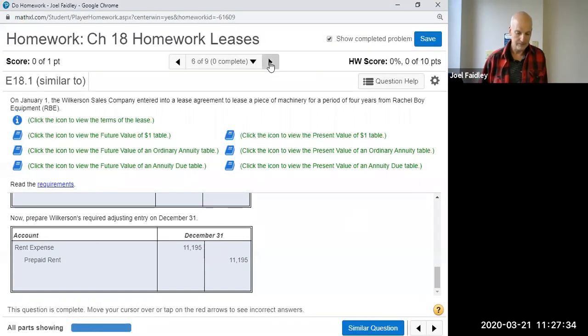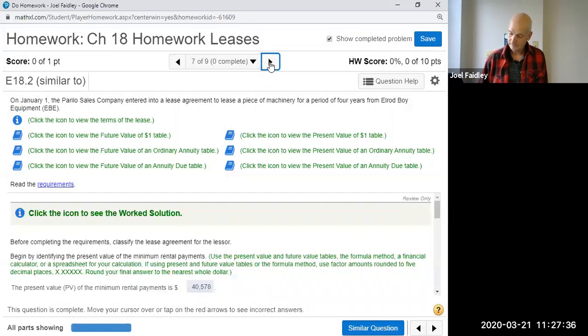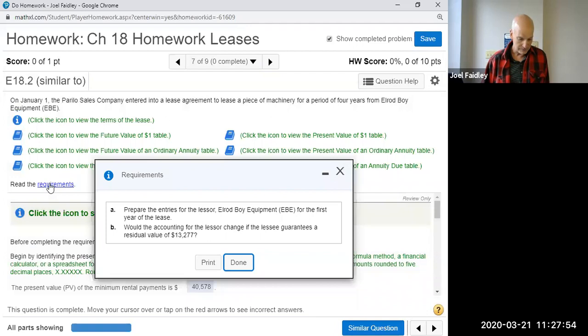All right, number seven. Operating lessor. It says, for ILO Sales, enter a lease agreement to lease a piece of machinery for 4 years from Elrod. And the journal entry said we should make the entry for the lessor. They tell you that this time, Elrod. And then they throw in a guaranteed residual value of 13,277, but we'll get to part B. Let's look at part A first.